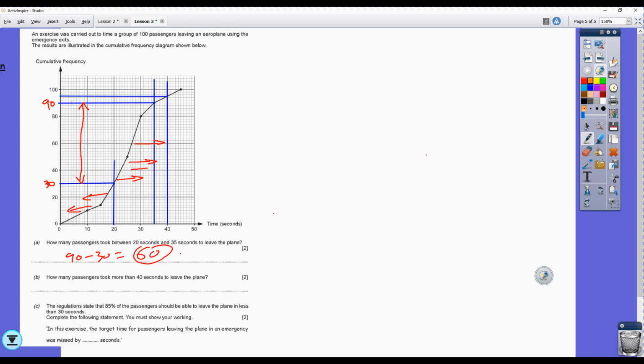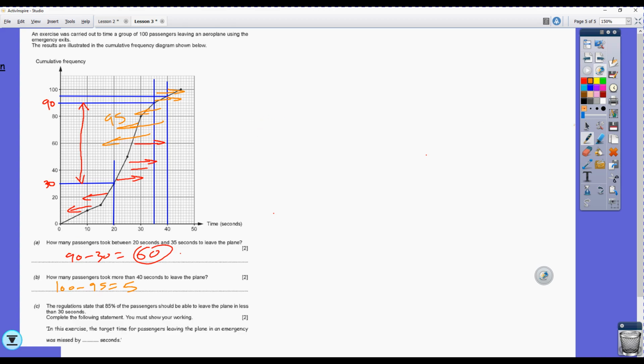So how many passengers took more than 40 seconds to leave the plane? Well, 95 passengers took less than 40 seconds. There's 95 passengers back here. There's 100 passengers measured. So we just need to look at the difference. 100 take away 95. There's going to be 5 passengers to the right of here. So it's 5 passengers took more than 40 seconds to leave.